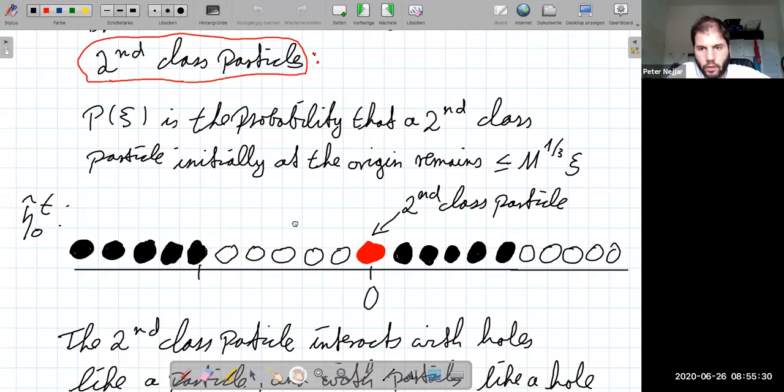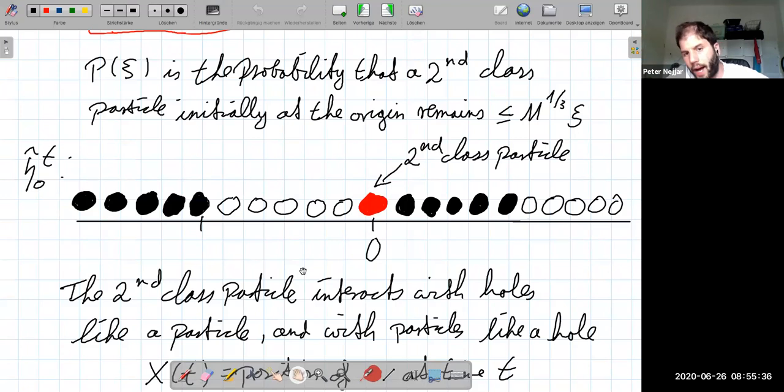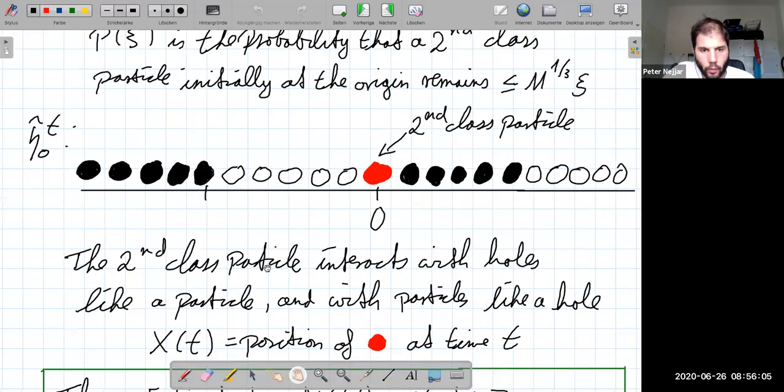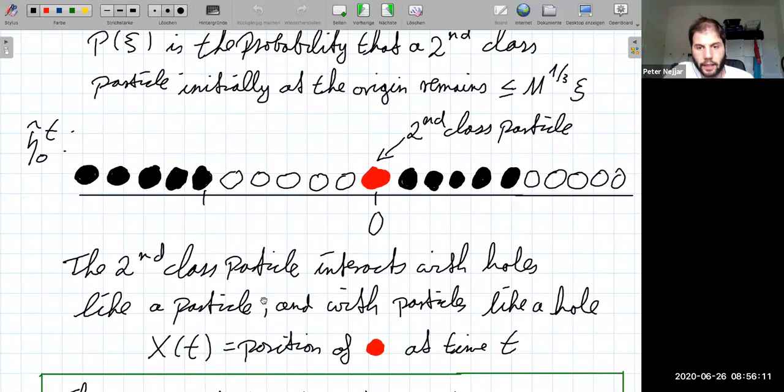Just to remind you, the second-class particle interacts with holes like a particle and with particles like a hole. So if a particle jumps to the position of a second-class particle, then they exchange positions. If the second-class particle jumps to the position of a first-class particle, nothing happens. And if the second-class particle jumps to the position of a hole, then they exchange positions. Now we denote by x of t the position of the second-class particle at time t.